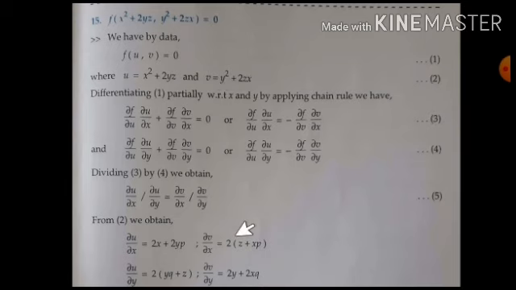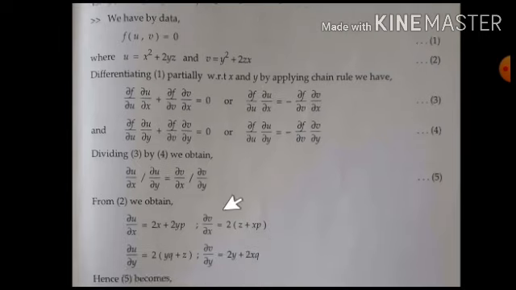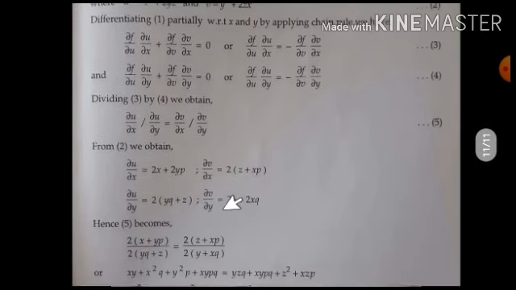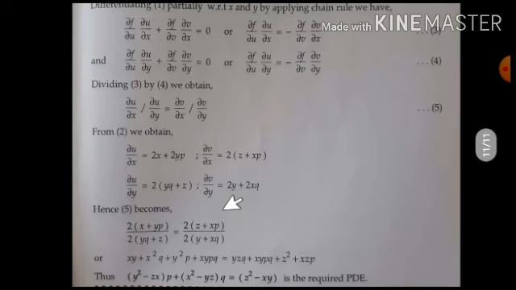Now similarly, partially differentiate v with respect to y. Derivative of y square is 2y, plus 2z is constant, 2y, and 2x is constant. Derivative of z with respect to y, dou z by dou y, is denoted as q. Substitute this term over here. So you need to substitute this answer in equation 5.